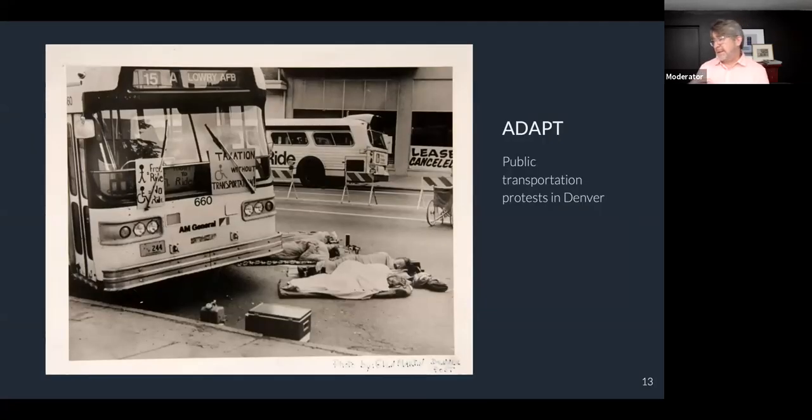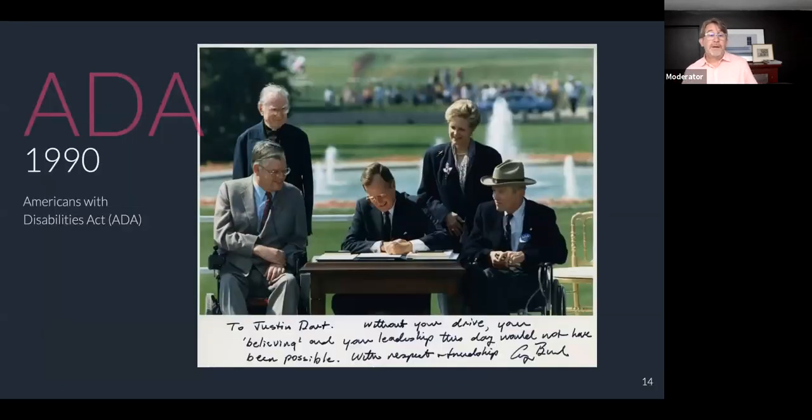Here we see a protest that happened in Denver. Think of a time before we had kneeling buses and before we had any sort of accommodation to get somebody with a wheelchair inside of a bus. So this was a die-in or a sleep-in that was performed, to blockade buses on a very popular route to draw attention to the fact that public transportation definitely needed to be accessible for those people who needed it.